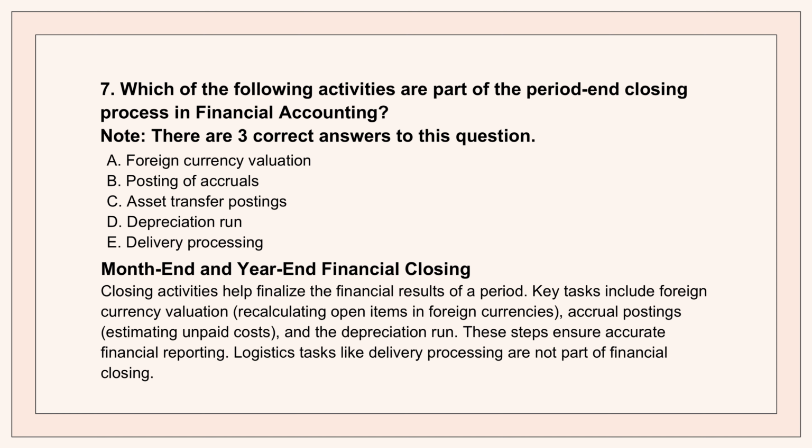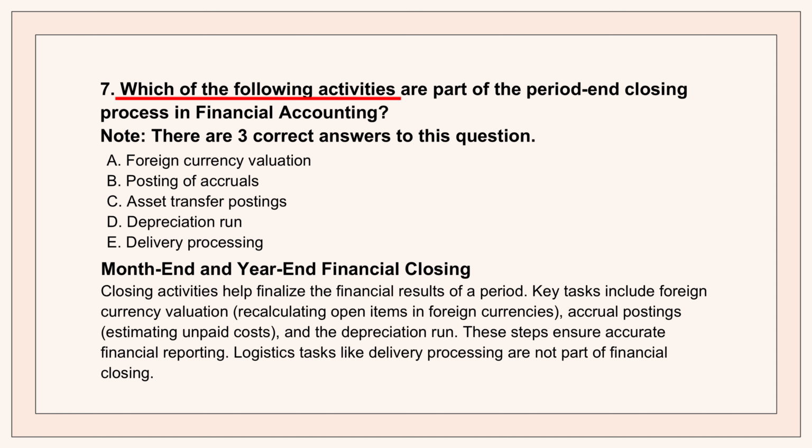All right, let's talk period end closing in financial accounting. Which activities are part of this crucial process? 3 correct answers this time, out of 5 options. Okay, month end, year end, critical stuff. Options. A, foreign currency valuation. B, posting of accruals. C, asset transfer postings. D, depreciation run. E, delivery processing.